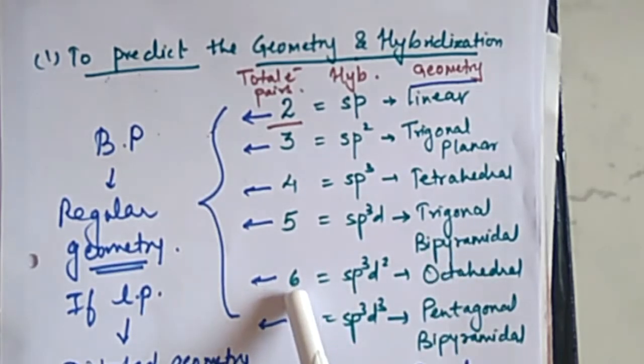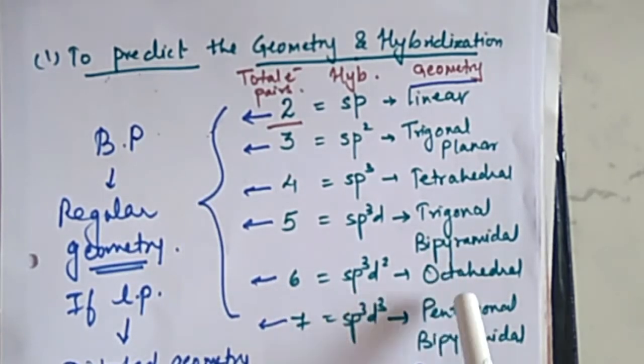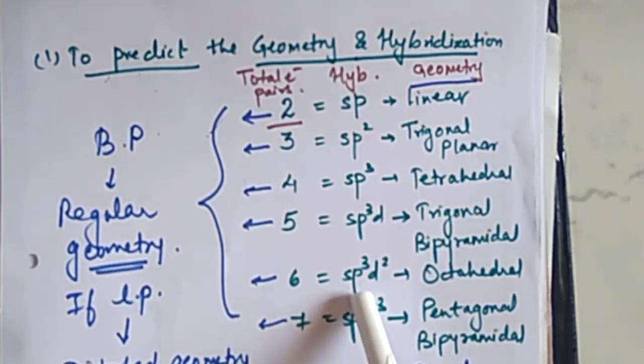For 6 electron pairs, the regular geometry is octahedral with sp3d2 hybridization, and for a total of 7 electron pairs, we get sp3d3 hybridization, and pentagonal bipyramidal is the regular geometry.